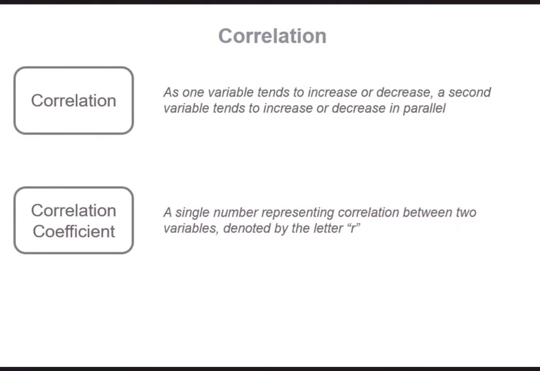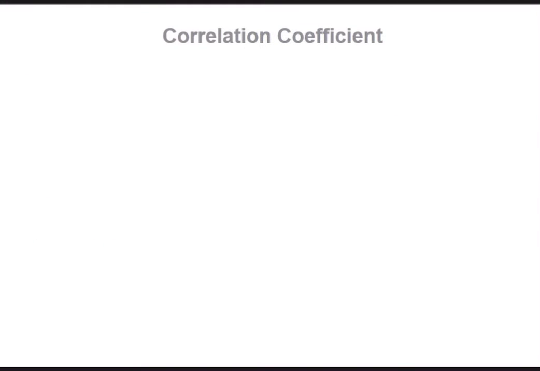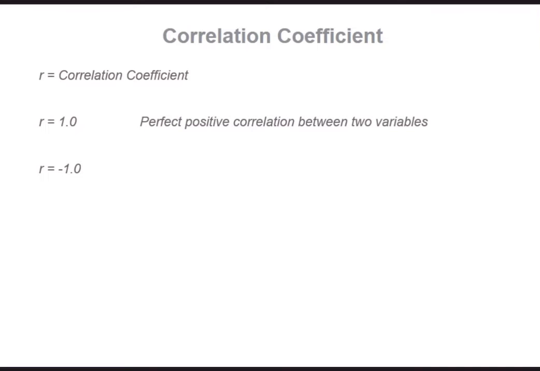We will not cover all the math that is necessary to calculate an R value, the correlation coefficient, as we want to discuss the concepts versus the technical math. The R value will fall between 1.0 and minus 1.0. When R equals 1, it is said that there is a perfectly positive correlation between two variables. When R equals negative 1, there is a perfectly negative correlation between two variables.